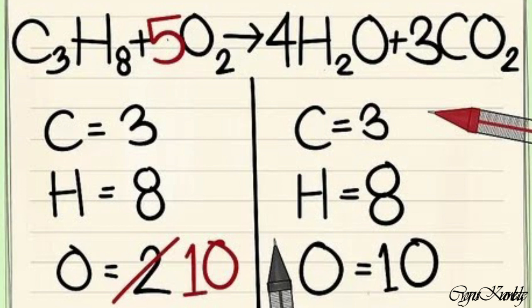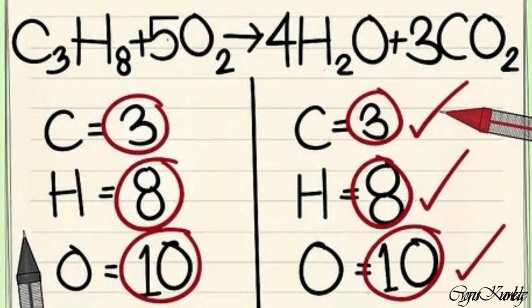Add a coefficient of 5 to the oxygen molecule on the left side of the equation. You now have 10 oxygen atoms on each side. The carbon, hydrogen, oxygen atoms are balanced. Your equation is complete. The other 6 atoms of oxygen come from 3 CO2.